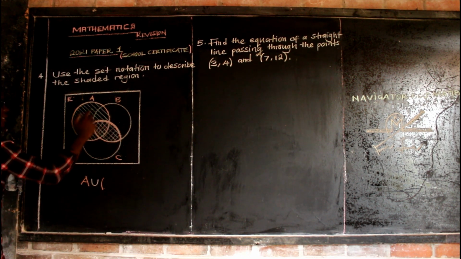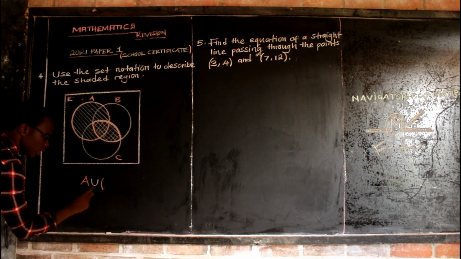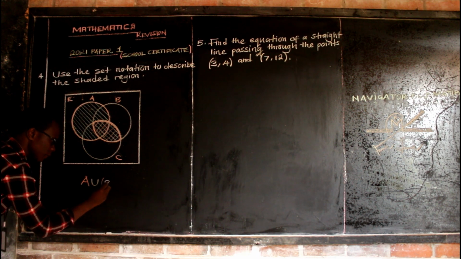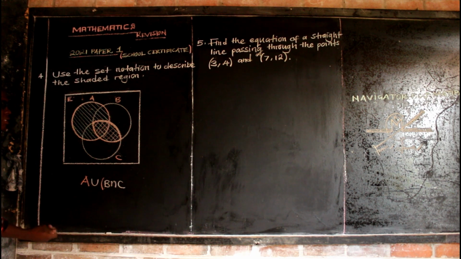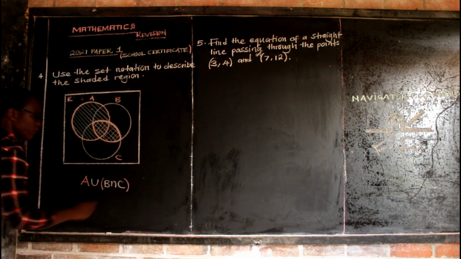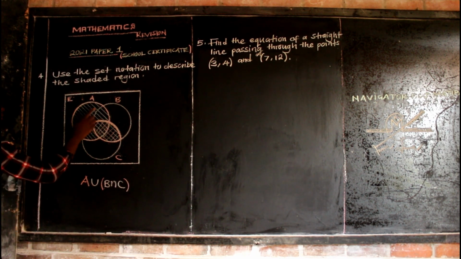B intersection C. Okay. A union B intersection C. Okay, as simple as that. So this is the full description of the part which has been shaded.